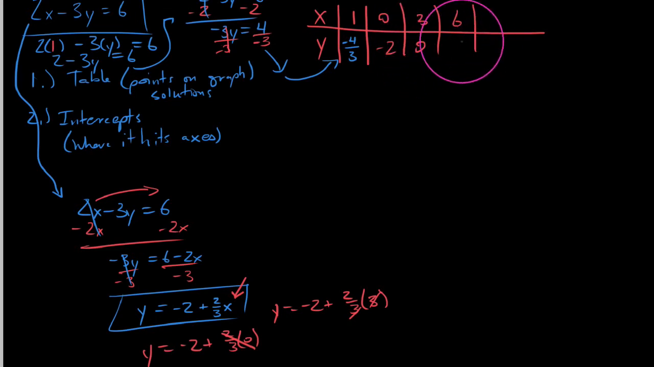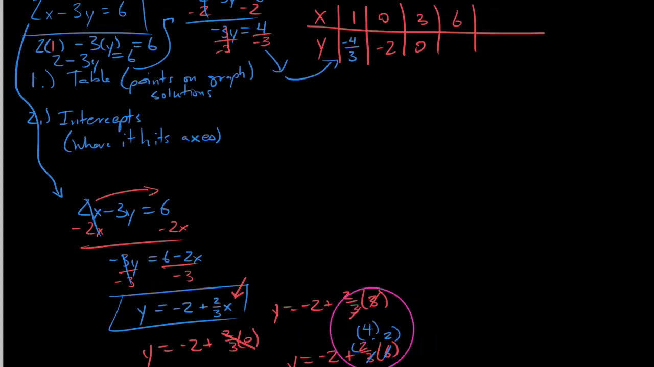And if we were to keep going now, we'd say plug in 6. We'd say y equals negative 2 plus 2/3 times 6. The 6 and 3 cross cancel. The 6 becomes a 2. We have 2 times 2, here is our 4. And then we'd say, okay, well, that would give us negative 2 plus 4 is 2. So we'd get 2 here.